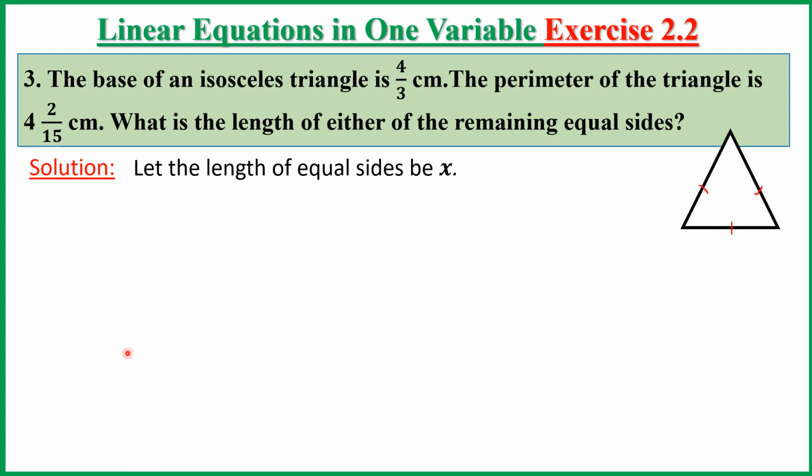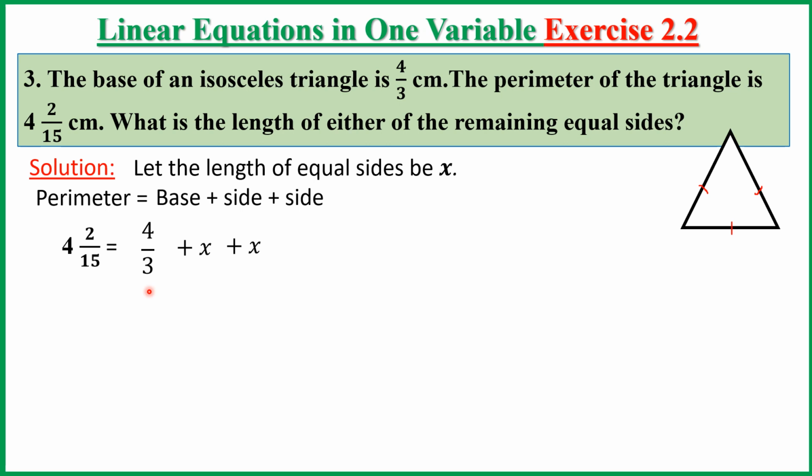So next step is we have to write a formula. So perimeter is equal to, perimeter means we have to add all the sides. So perimeter is equal to base plus side plus side. Here perimeter value is given, so this is 4, 2 by 15, and base is also given, that is 4 by 3 plus side is x, the value we have to find. So plus x, that is two sides we have. If you simplify 4, 2 by 15, 4 5s are 60, 60 plus 2 is 62. So 62 divided by 15 equals 4 by 3 and here x plus x, when added we get 2x.